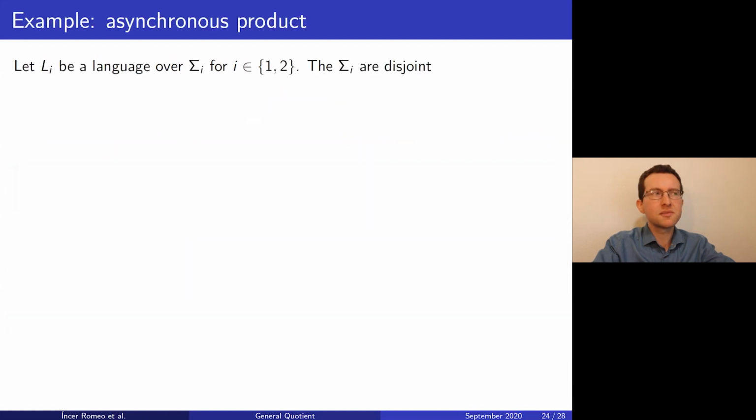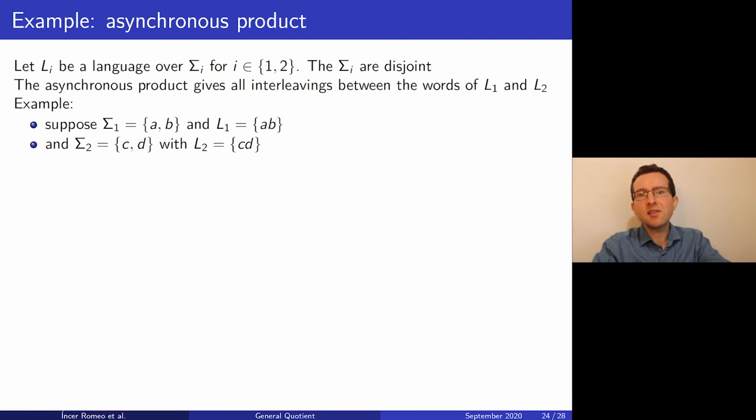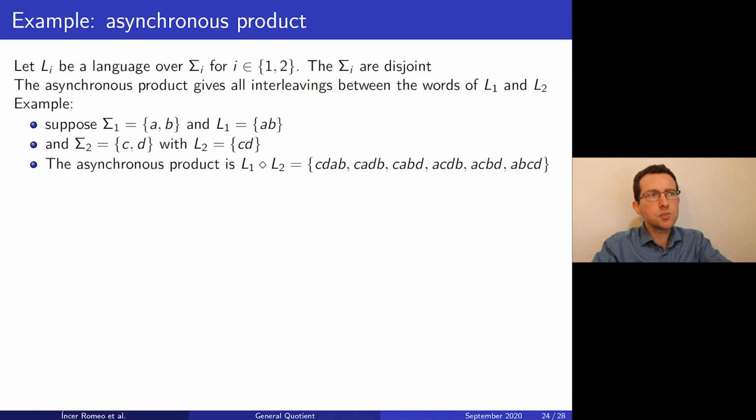Now we look at an example. Let's consider the asynchronous product. L1, L2 are languages over, respectively, sigma 1 and sigma 2. They are disjoint. The asynchronous product takes all the words of L1 and L2 and does all possible interleavings between them. Example, suppose that language L1 is AB and language L2 is the string CD over the given alphabets. If we take the asynchronous product, we interleave them in all ways while respecting the order of the string.